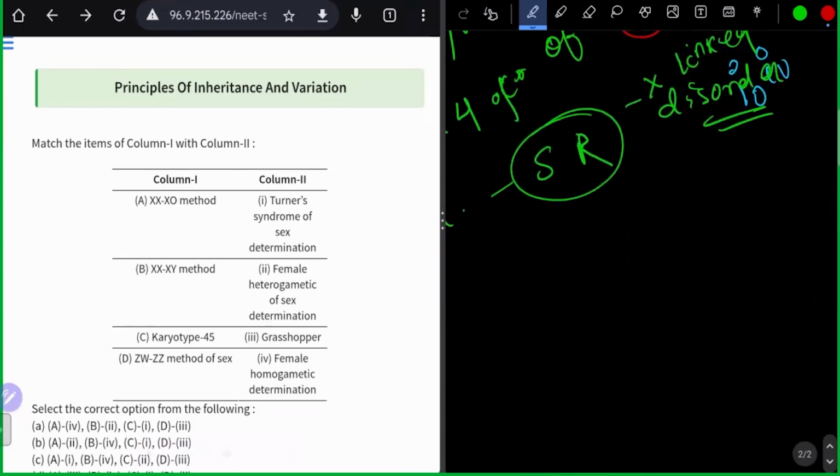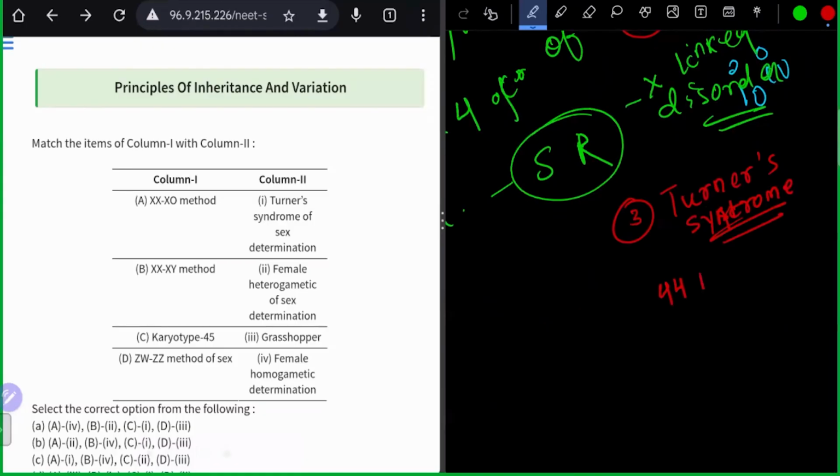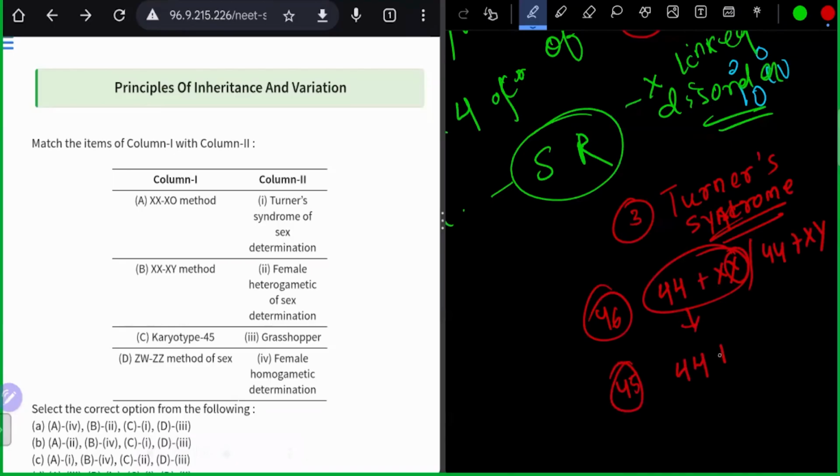Okay, so third is Turner syndrome. In Turner syndrome, there is an absence of X chromosome. That means our normal karyotype is 44 plus XX or 44 plus XY. Here, in female, one X chromosome is not there, which means the karyotype changes to 45. That is 44 plus 1X is there, 1X is not there. So, XO. Okay. So, the female will not develop any secondary sexual character. She will be sterile.